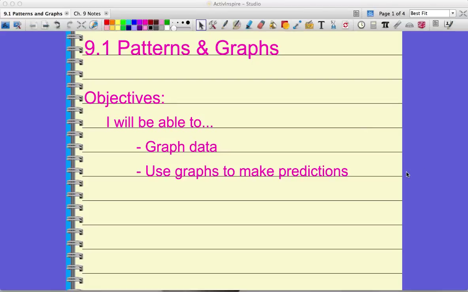Welcome to Chapter 9, Lesson 1, Patterns and Graphs. Today we're going to talk about how to graph data and how to use those graphs to make predictions.